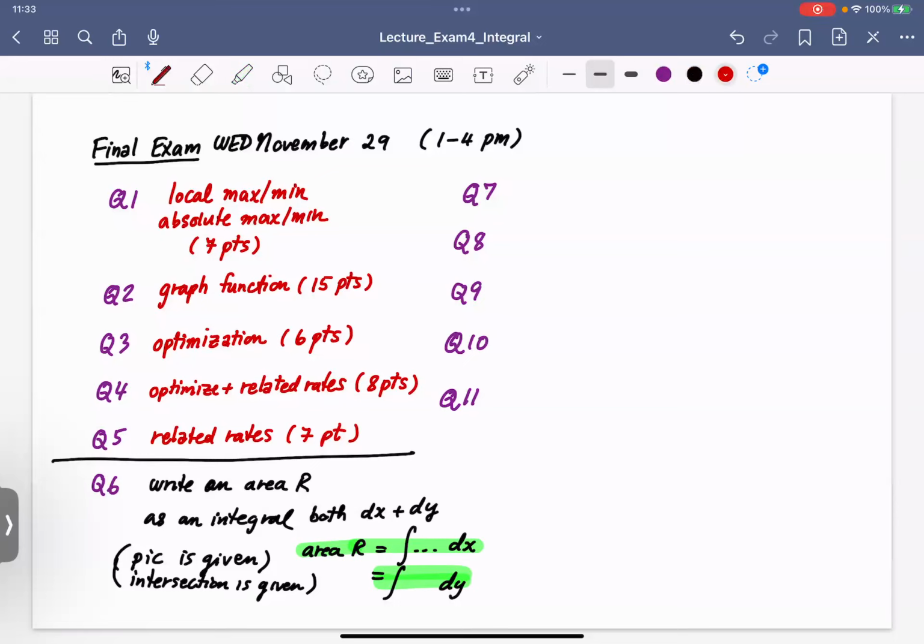This is a short question, only 4 points, because I already give you everything. You're just going to need to set up the integral. So question 6, you don't have to think a lot. This is the easy one.